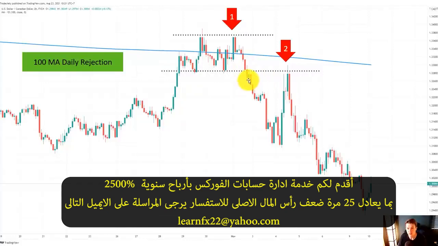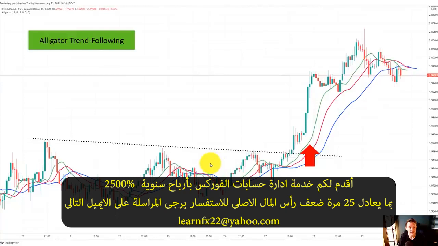Maybe you missed the initial breakout and then the pullback and the retest is giving you a second option to trade that. Next on our list is the alligator trend following, and I think this is also called the Williams alligator if you go to TradingView or if you just want to look it up.